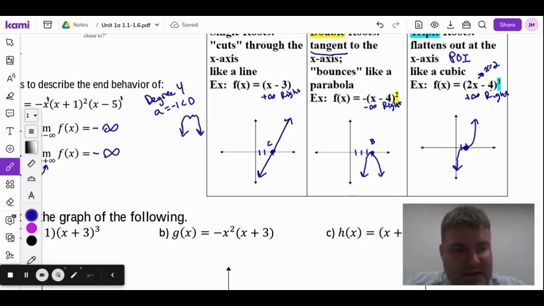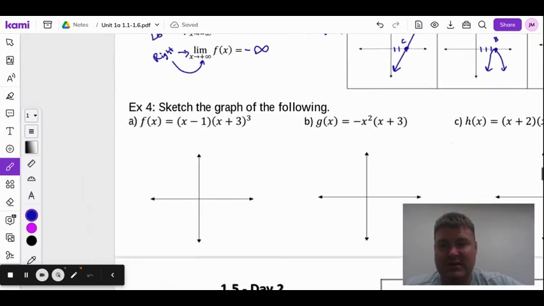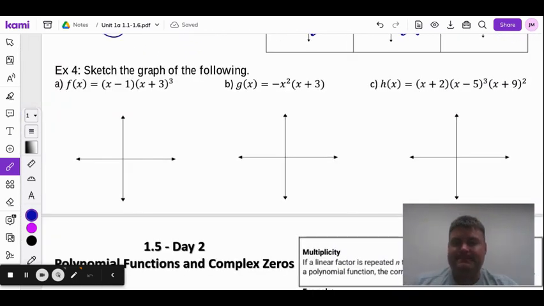I'll put a little F for flatten. All right, super simple. Let's take all of this fun knowledge that we just learned and apply it right here. I'll go ahead and sketch the graphs of the following. So for f of x, this is for a.